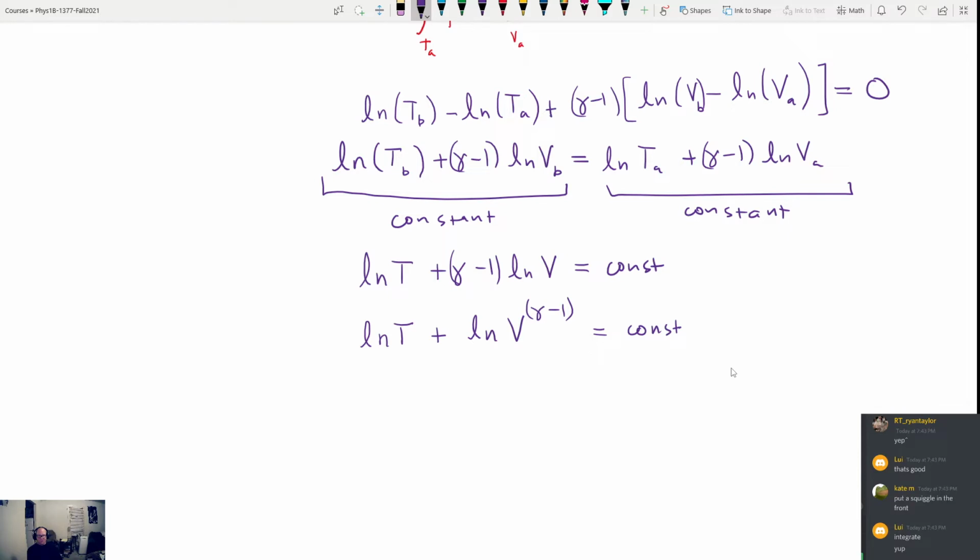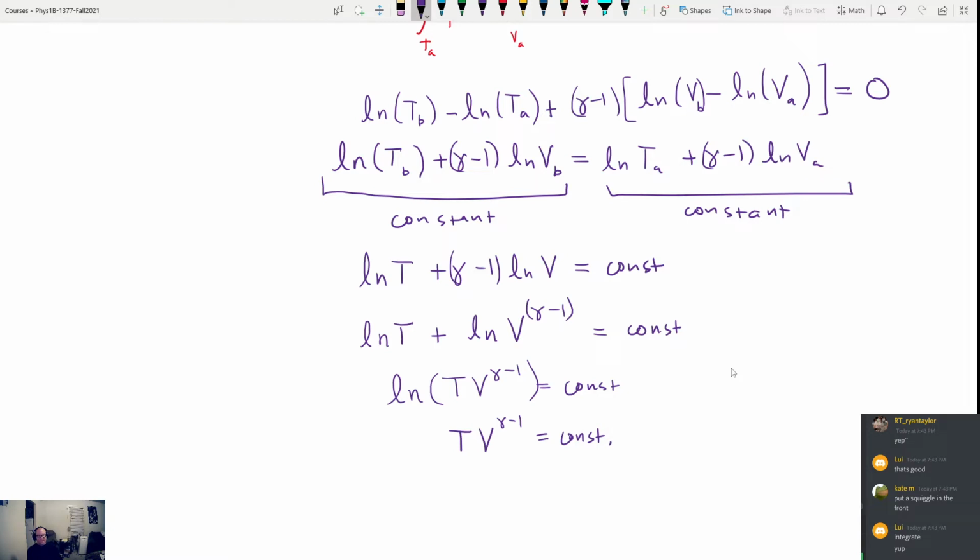And the next thing we can do is say the sum of the logarithms makes it so that we can say the natural log of T times V to the gamma minus 1 should also be a constant. And then we can say, well, if the log of this thing is a constant, certainly the thing itself is a constant, right? We could raise both sides to the e power if you prefer. So now we know that this is a constant.